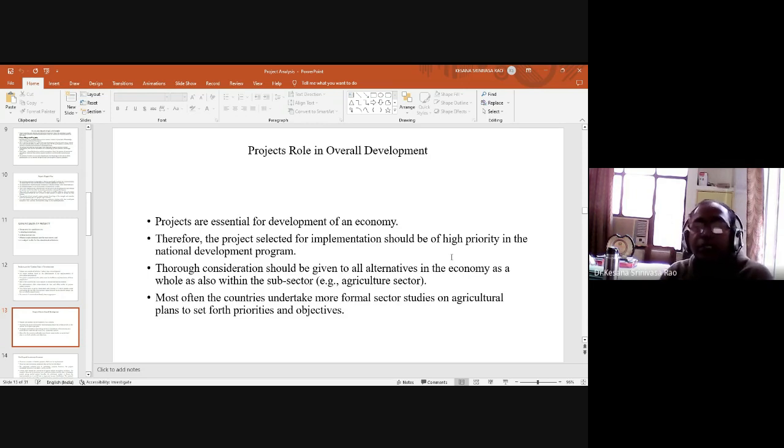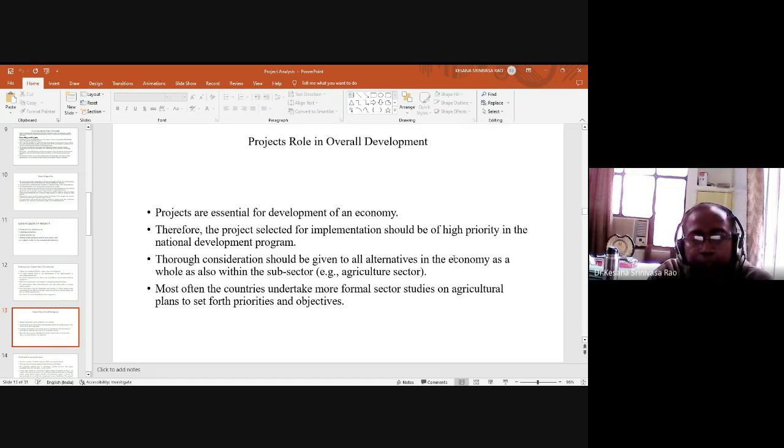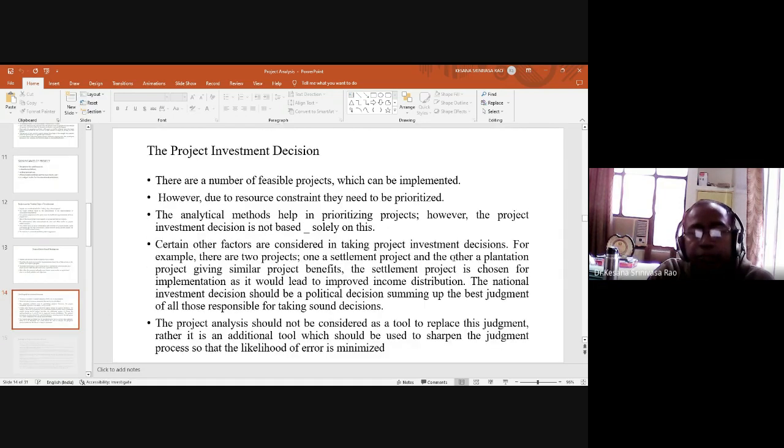Therefore, projects selected for implementation should be of high priority in the national developmental program. That is why, from micro to macro level and macro to micro level, everywhere some type of project or the other can start to work or be a part of it. Then only the overall developmental process is likely to emerge and be achieved. Thorough consideration should be given to all alternatives in the economy as a whole, as also within a subsector like agriculture. Whether you consider agriculture or the whole economy as a whole, most often the countries undertake more formal sector studies on agriculture plans to set forth priorities and objectives. Because we are discussing agriculture, the agriculture priorities can be set forth and the objectives can be prepared.